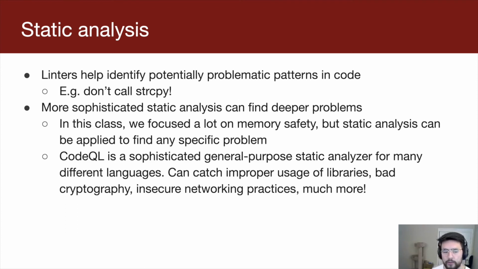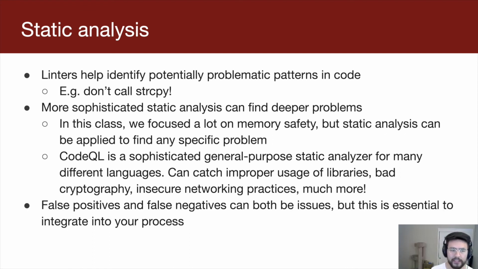There is a tool called CodeQL that was acquired by GitHub, is part of GitHub now. It's a really sophisticated general purpose static analyzer for many different languages. It catches all sorts of bugs in all sorts of applications, not just C and C++ code, but in lots of other things. And again, I mentioned at the very beginning, static analysis is not perfect, but it's a lot better than nothing. And it's definitely something that should be part of your workflow in a production environment.